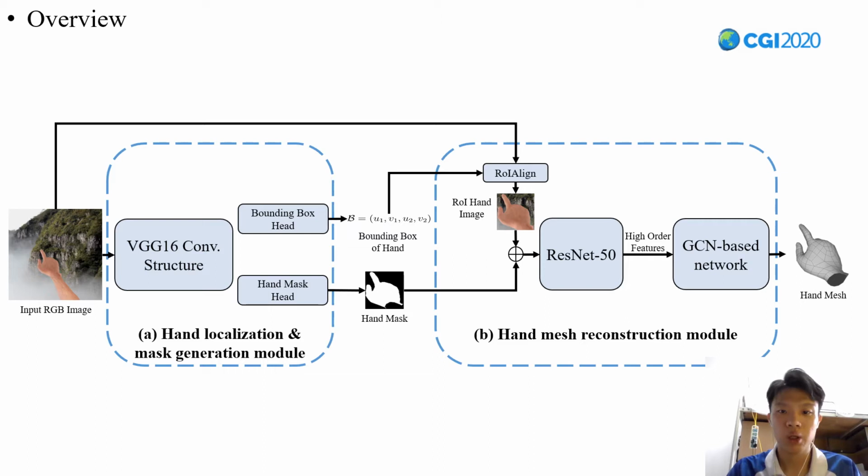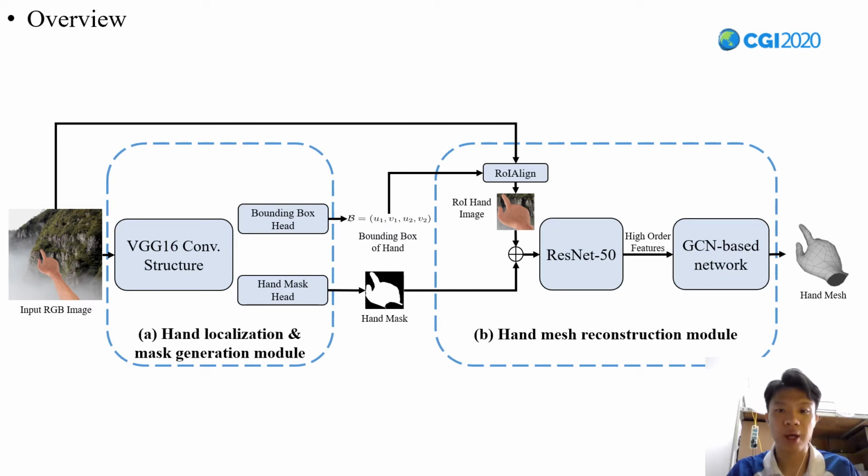convolutional network. Our network consists of three modules, the hand localization and mask generation module, and the 3D hand mesh reconstruction module. The first module, which is a VGG16-based network, is applied to localize the hand region in the input image and generate the binary mask of the hand. The second module takes the high-order features from the first and uses a graph-based network to estimate the coordinates of each vertex of the hand mesh and reconstruct the 3D hand shape.